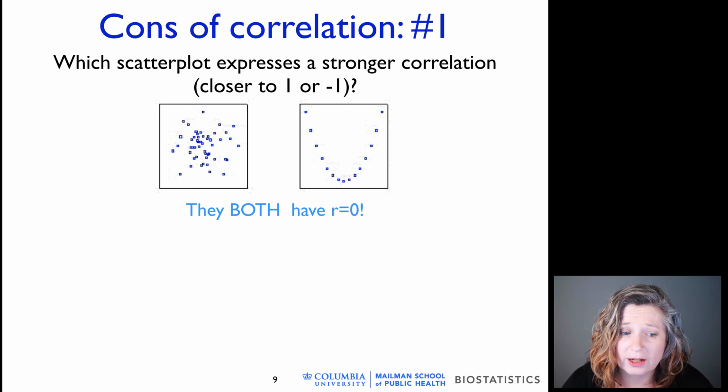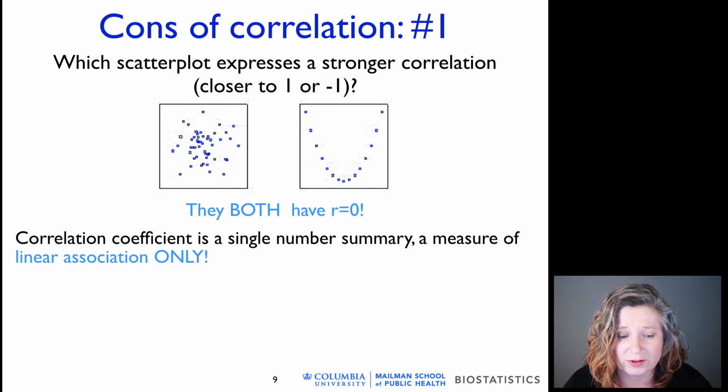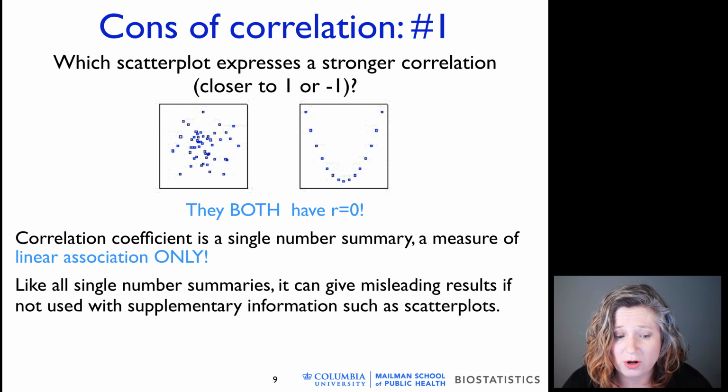It says correctly that in the first scatter plot, the association seems to be 0. The data really seem to be randomly distributed on the page. But on the second scatter plot, we have a very strong quadratic nonlinear association between x and y, yet correlation coefficient says the association is equal to 0. So correlation coefficient is a single number summary, a measure of linear association only.